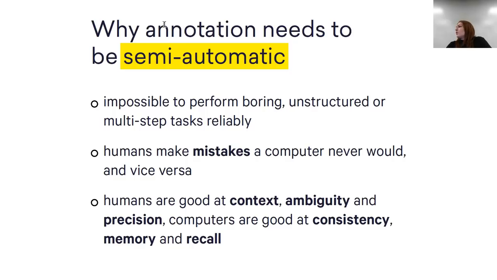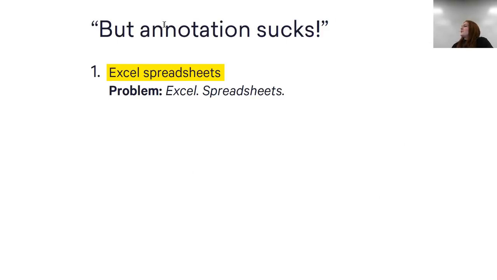And that's usually context and ambiguity. We can look at a sentence and most of us will be able to understand the figure of speech immediately without thinking twice about it. That's the stuff that's really, really hard for a computer. Put differently, humans are good at precision, computers are good at recall. So what I'm saying here sounds a bit like floss and eat your veggies.